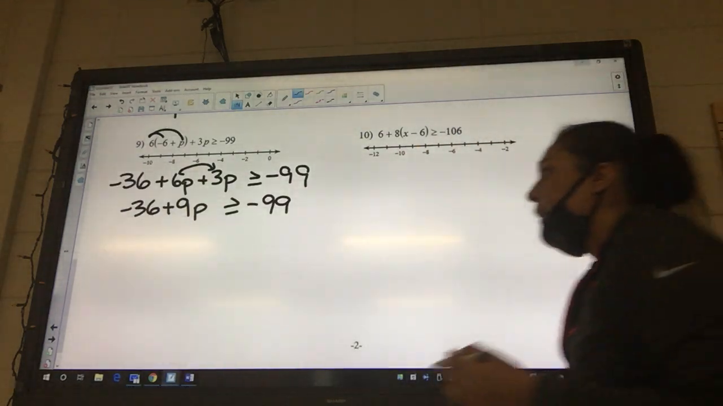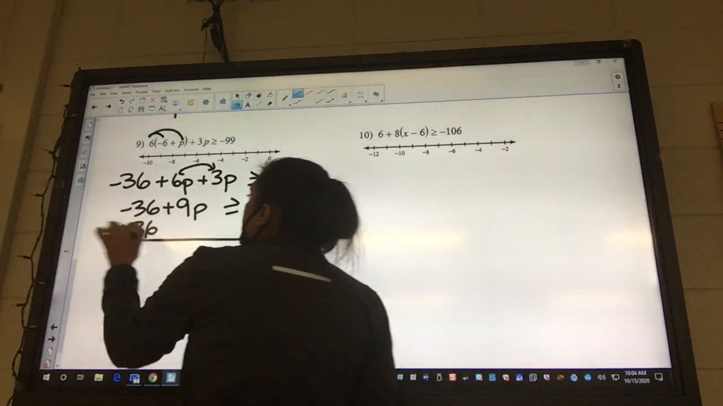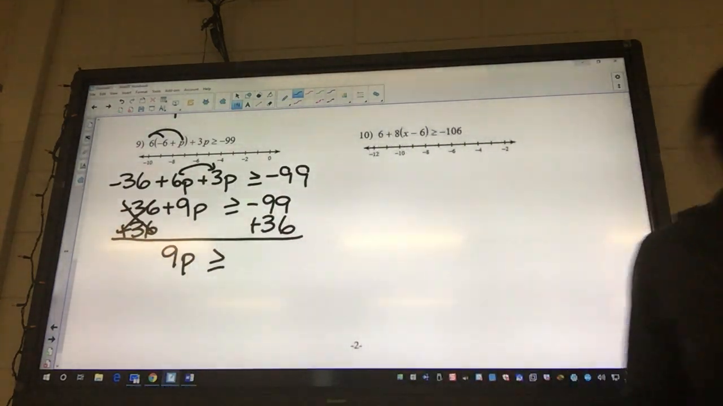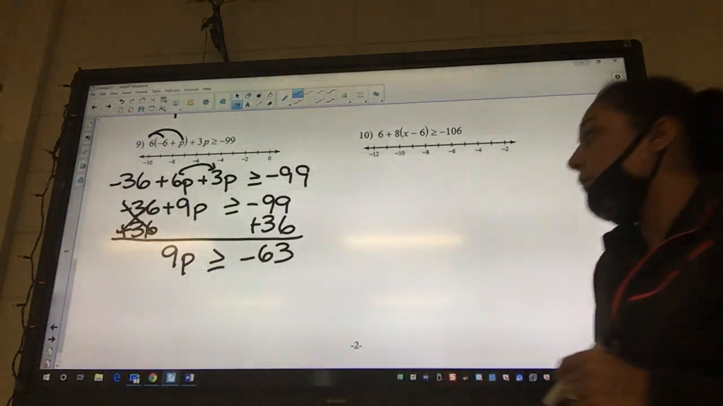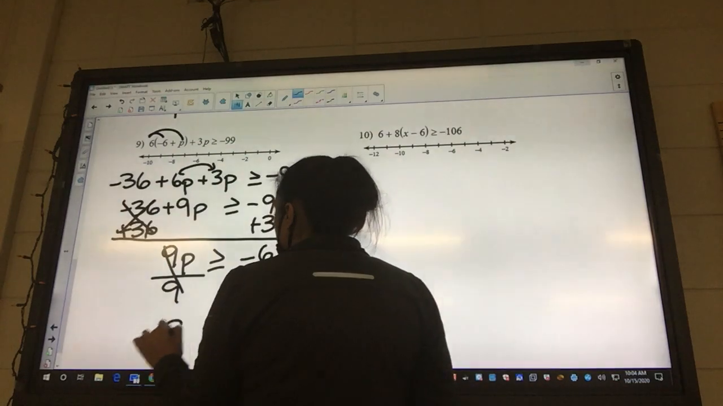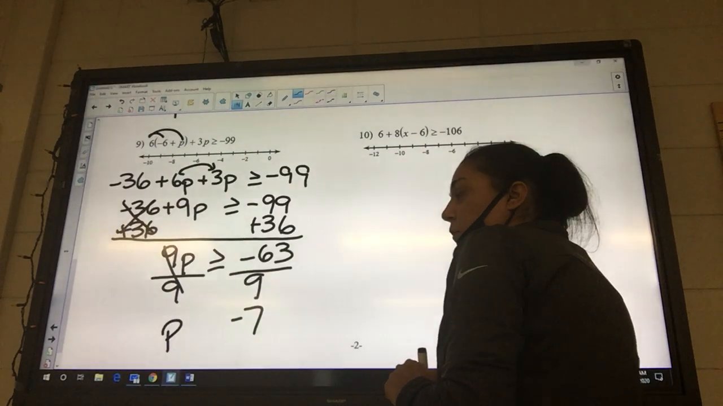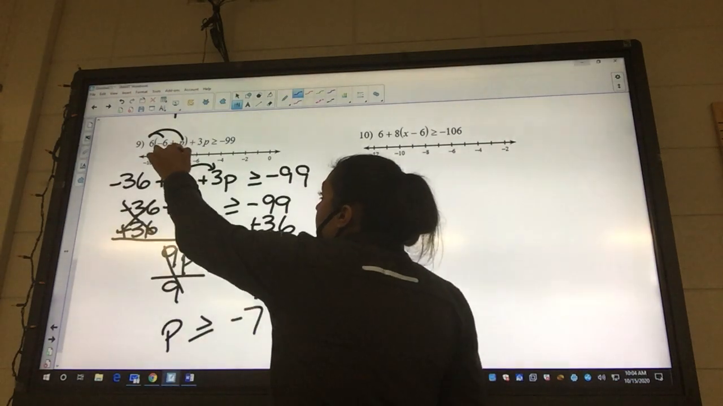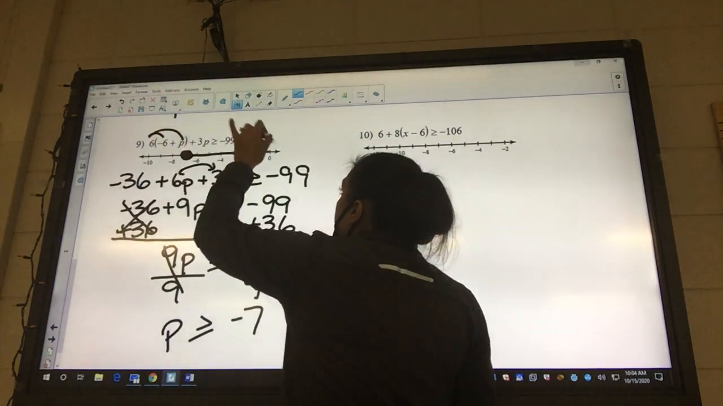Okay, I have to add or subtract the 36. So I got 9p is greater than or equal to 63. Somebody agree? Yup. Okay. And what's my last step? Divide. Divide by 9. p equals 7. Do we need to flip? No, we don't, actually. But it has to be a closed circle. So it's going to be closed at 7, pointed to the right.